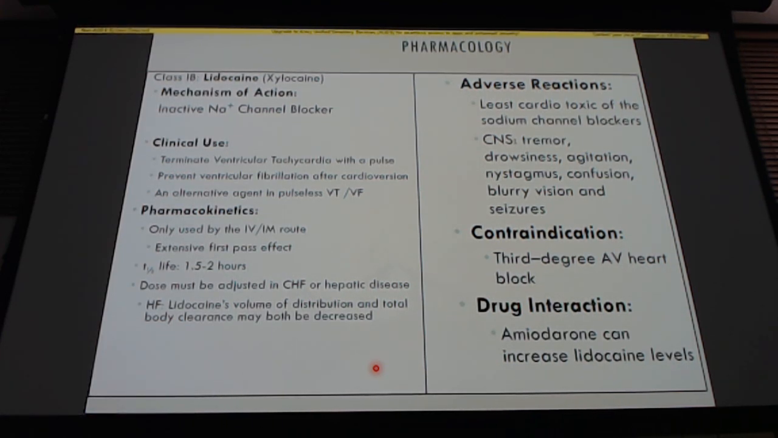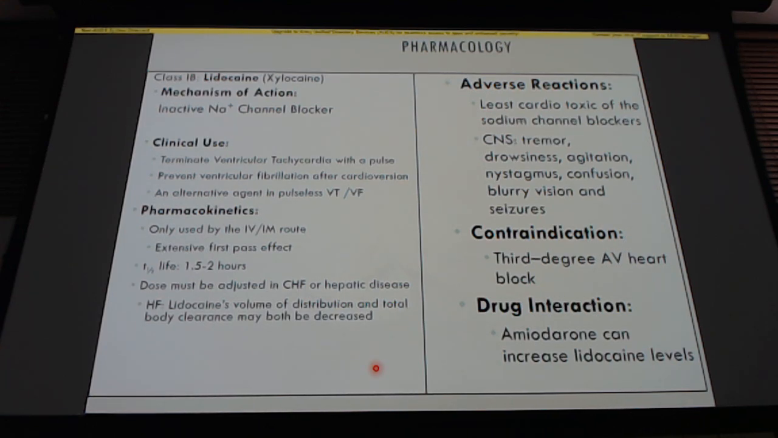Looking at our adverse reactions, when we're talking about least cardiotoxic, this is saying that it's not going to be as harmful to our patient as some of our other drugs are, okay? And then CNS, we have several different CNS side effects. So just understanding that as you run this, the quicker you run it, the longer you run it, the more likely you are to see some of these CNS effects occur. So like the nystagmus, where the eyes are moving back and forth, and the tremor are very common things that you can see.